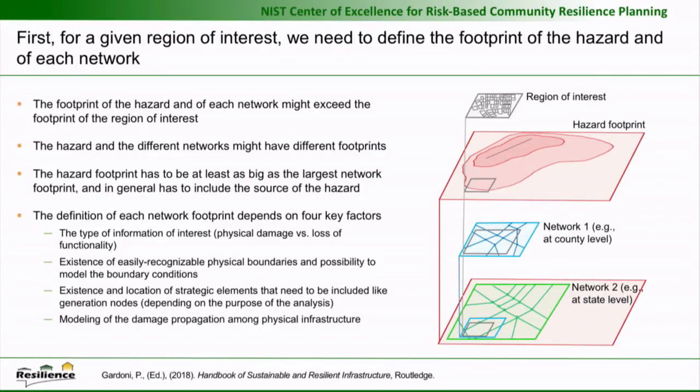First, for a given region of interest, we need to define the footprint of the hazard and of each network. The footprint of the hazard and of each network might exceed the footprint of the region of interest. The hazard and the different networks might have different footprints. The hazard footprint has to be at least as big as the largest network footprint, and in general has to include the source of the hazard. The definition of each network footprint depends on 4 key factors: the type of information of interest, whether it's physical damage or loss of functionality, the existence of easily recognizable physical boundaries, and the possibility to model the boundary conditions. The existence and location of strategic elements that need to be included, like generation nodes, and the modeling of the damage propagation among physical infrastructure.